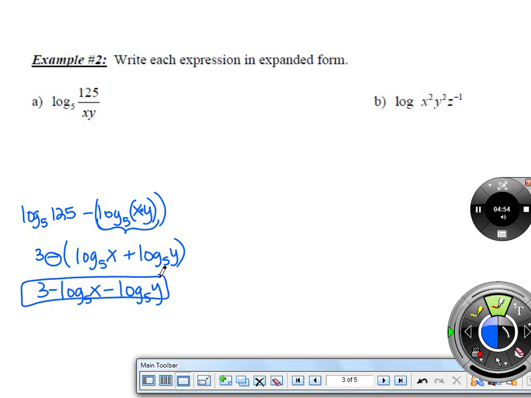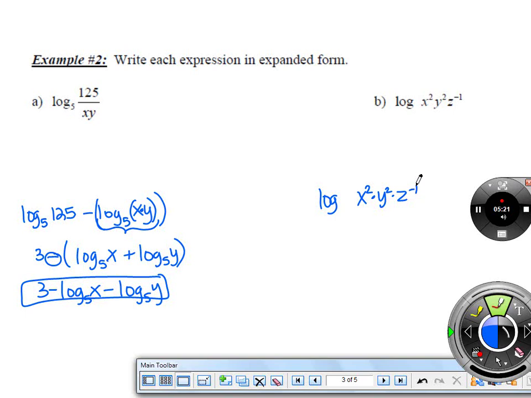For part B, okay, I see three quantities multiplying each other. I have a log. And remember, without the base written there, this is the common log. This is a log base 10. And inside that log, I have x squared times y squared times z to the negative 1. So don't forget what those things mean.